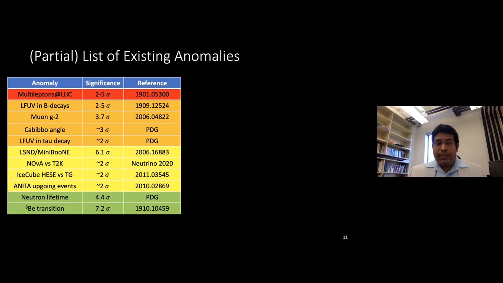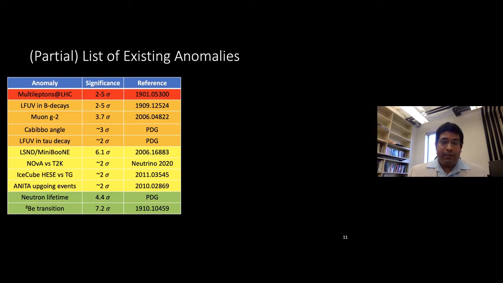And that has been seen in 3 different experiments like BaBar, Belle, and LHCb. So again, this just cannot be dismissed as some statistical or systematic effect. It has to be something deeper than that. And then we have this long-standing muon g-2 anomaly.